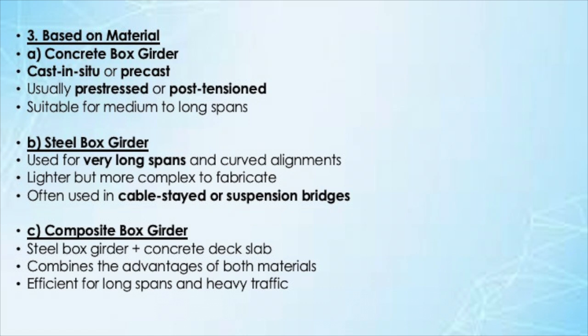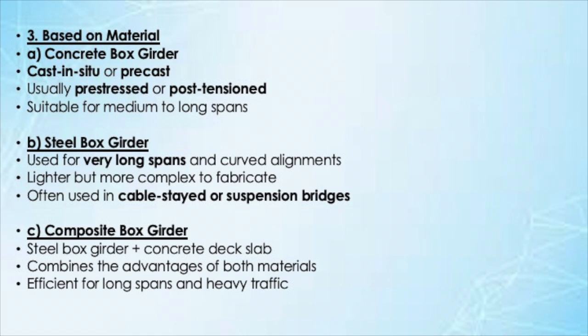Next one is based on material. Concrete box girder, which is cast in situ or precast, usually pre-stressed or post-tensioned, suitable for medium to longer spans. Next is the steel box girder, used for very long spans and curved alignments, lighter but more complex to fabricate, often used in cable stayed and suspension bridges.